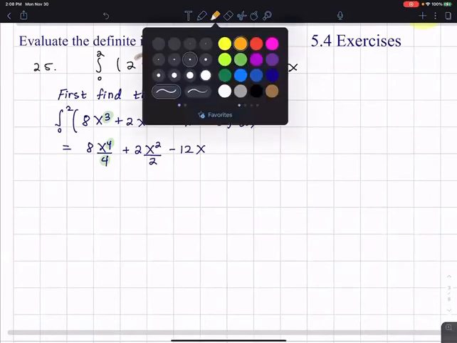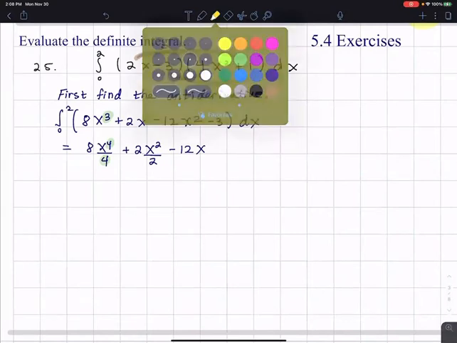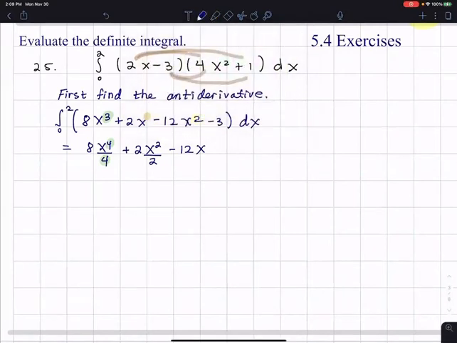Then let's just move along. I'll keep color coding. Let's say this x squared. I add 1, you get x cubed divided by 3. And then if I have a constant, that just gives 3x. The derivative of 3x is 3. Well, this is negative 3x. The derivative of negative 3x is negative 3. And so that's what we do with a constant. And then I evaluate from 0 to 2.